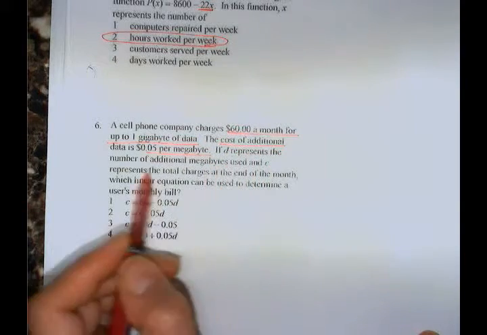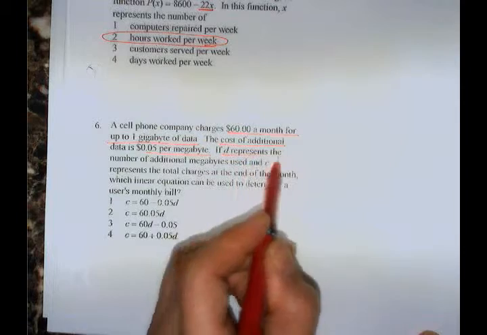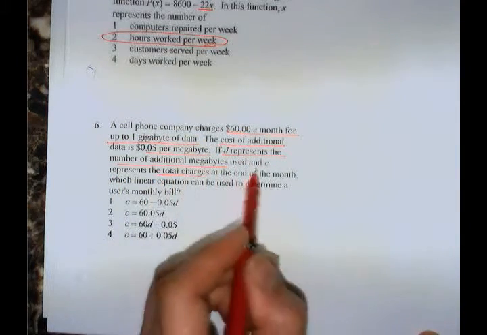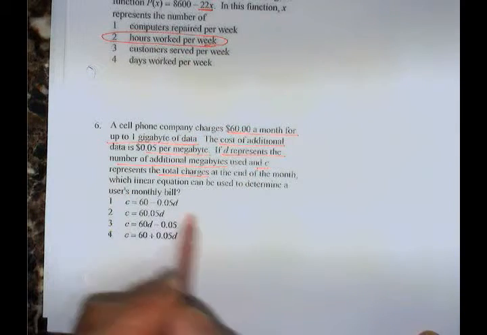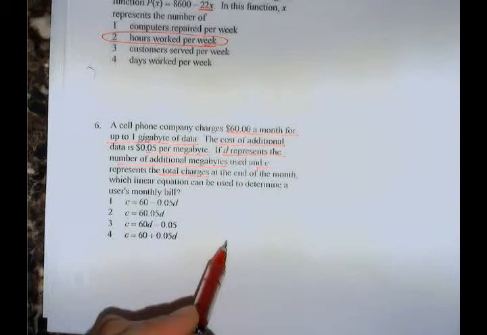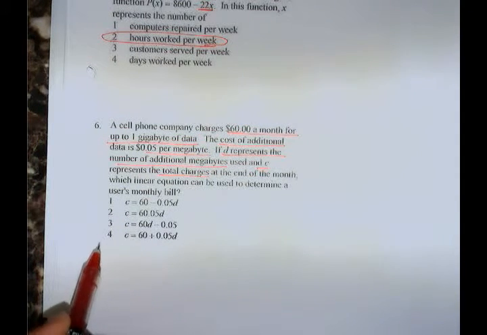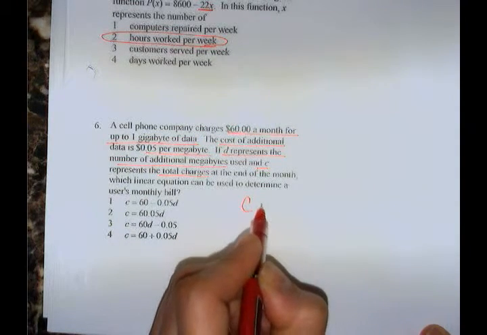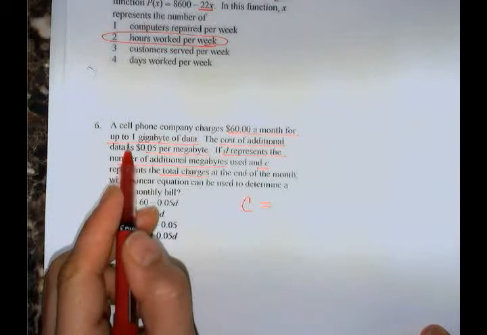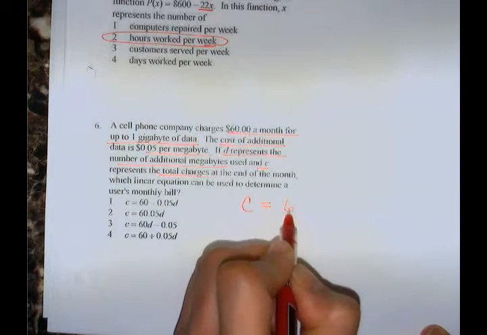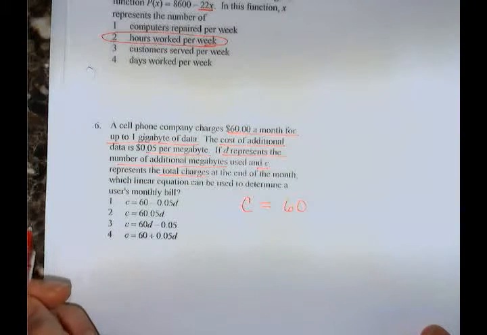If D represents the number of additional megabytes and C represents the total charges at the end of the month, which linear equation can be used to determine the user's monthly bill? Now, I like to write my equation first and then check to see if it's there. If C represents my total charges, C is going to equal something. I'm going to pay $60 a month for my data, no matter what I use, up to 1 gigabyte. So $60 is something I have to pay no matter what.